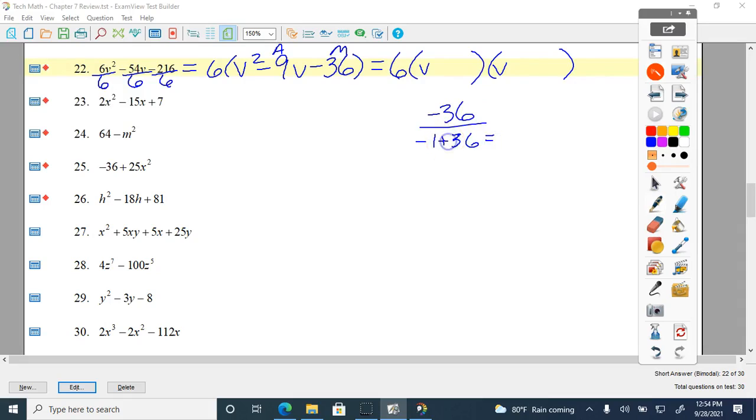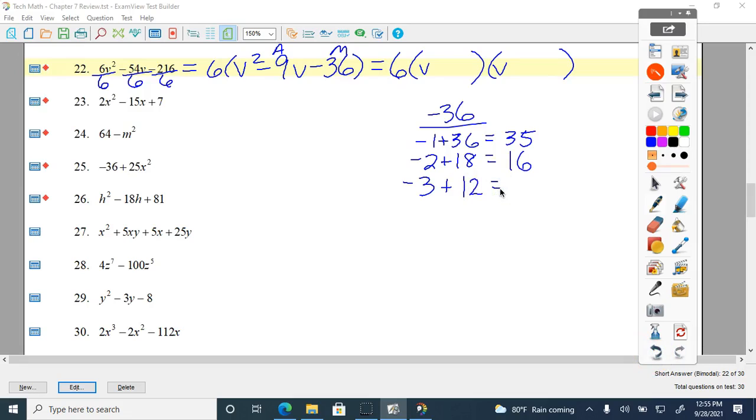Negative 30. That's 35. That ain't right. Okay? Negative 2 and 18. What's negative 2 times 18? That's 36, right? But that adds up to what? That adds up to 16. How about negative 3 and 12?